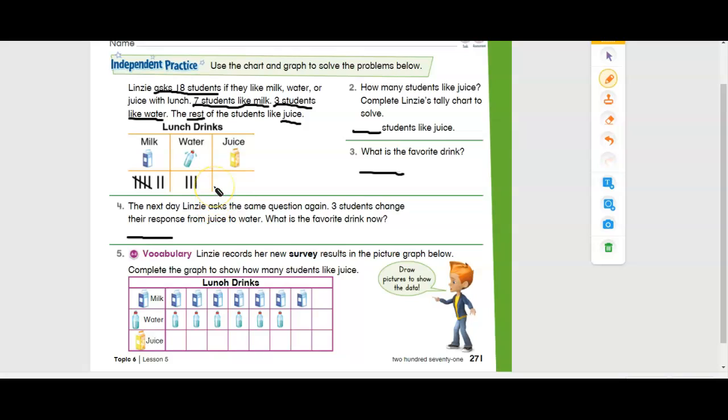Remember that with our tally chart, 3 students changed their votes from juice to water. So that is why we see 6 water bottles below, and milk cartons stayed the same. So when you are writing in the number of juice votes, make sure you are counting the correct amount. 3 of your juice votes went to water, so color in the remaining juice boxes here.